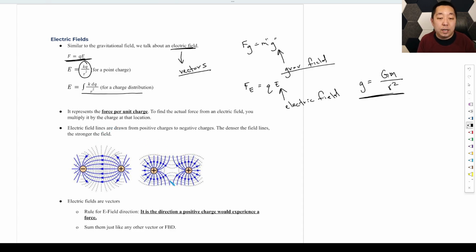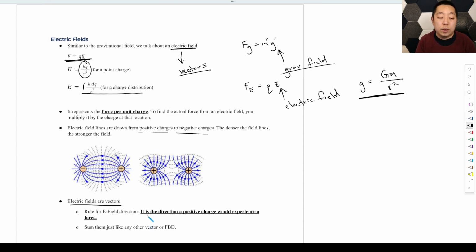Okay, you might see something called electric field lines. We draw these diagrams. We didn't draw them in mechanics because we didn't have multiple planets or planetary systems and talk about multiple objects in the gravitational field. We usually had one object, but we may have multiple charges, and we may want to see how the field lines are drawn. They are drawn from positive to negative charges because electric fields are vectors.